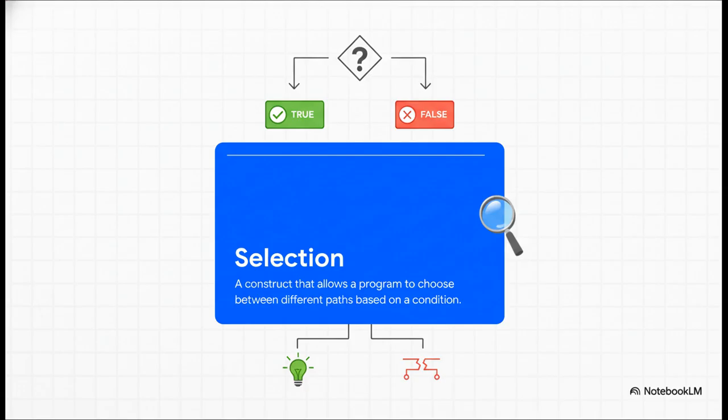If some condition is true, the program does one thing. If it's false, it does something else, or maybe it does nothing at all. Think about it. If the password is correct, then log the user in. That's selection right there, and it's what makes programs feel interactive and smart.